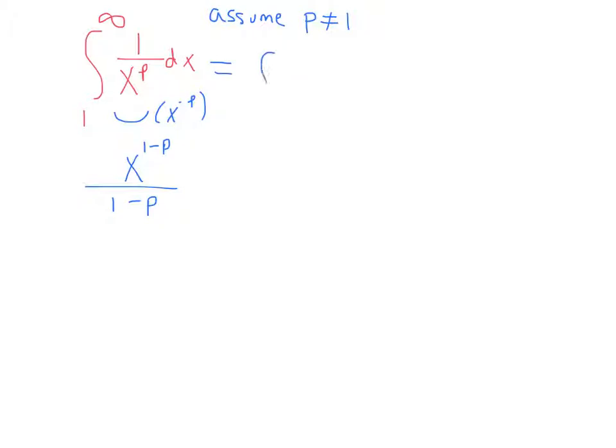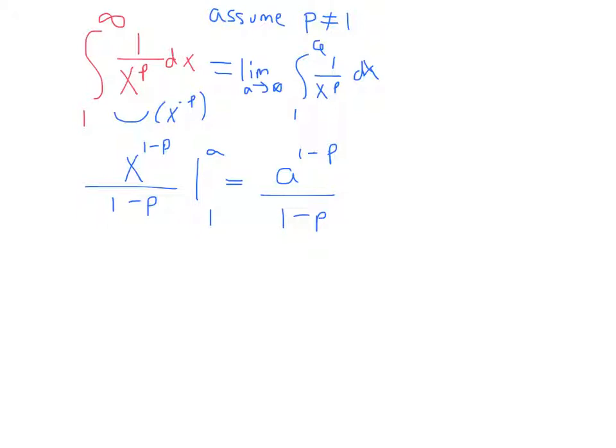Again, technically I need to write this as the integral from 1 to a, and I'm taking the limit as a goes to infinity. So we'll integrate this from 1 to a, and we'll take the limit as a goes to infinity. This equals a to the 1 minus p divided by 1 minus p, minus 1 to the 1 minus p divided by 1 minus p. Of course, 1 to the 1 minus p is just 1, so I really have a to the 1 minus p over 1 minus p, minus 1 over 1 minus p.